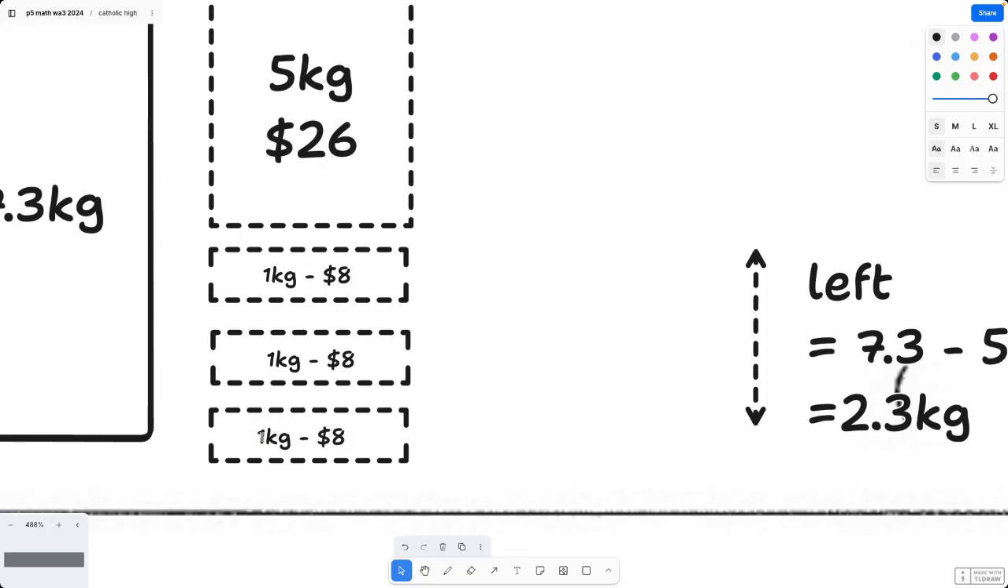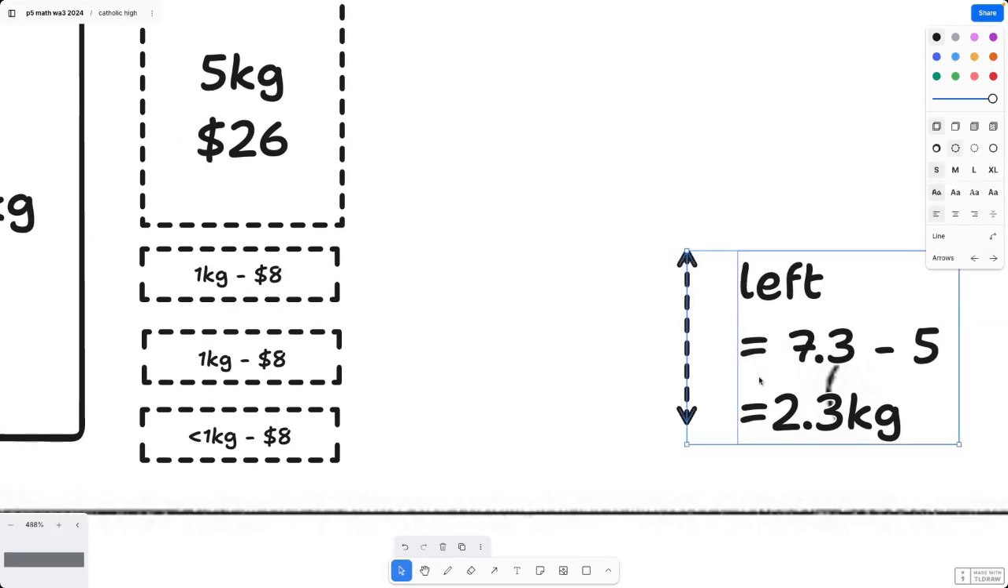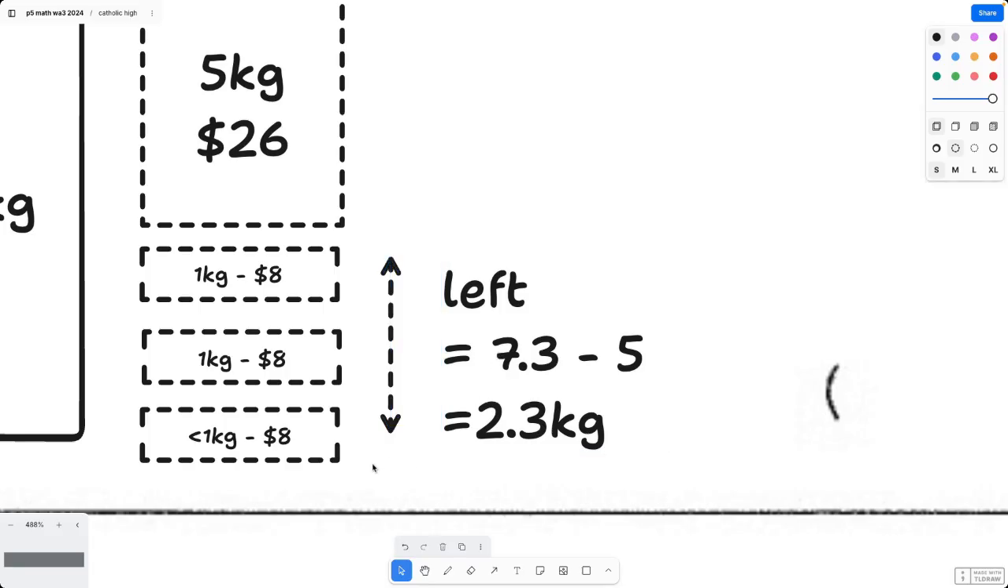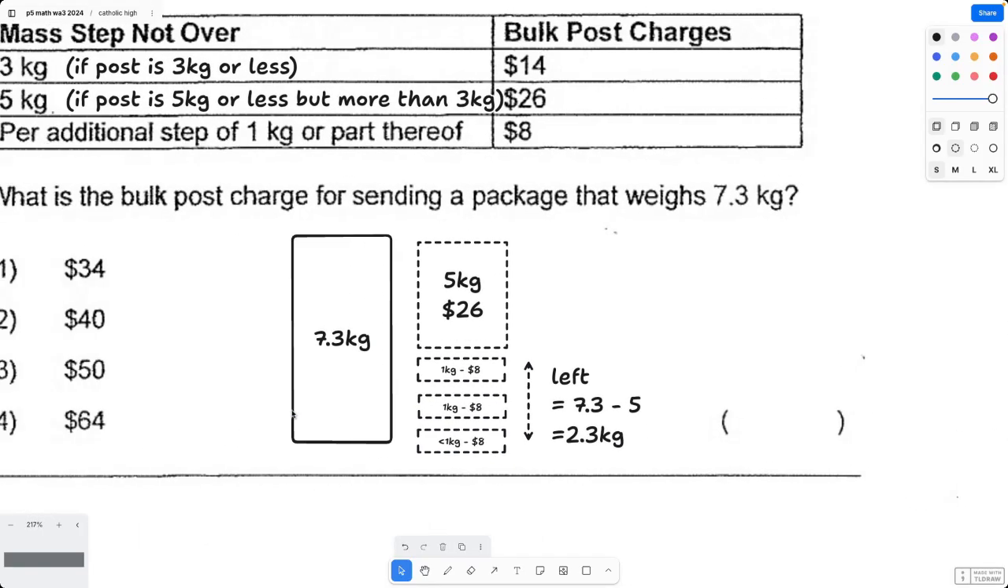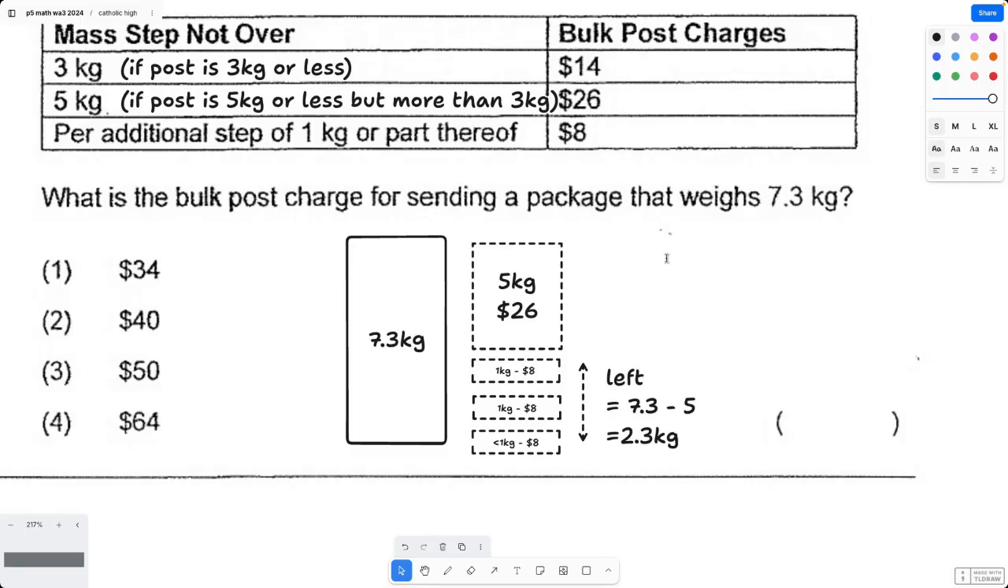So what this means is that even if it's less than 1 kilogram, which is 0.3 kilograms, we are still charged $8 as well. So that means we need to get a total, which is basically 26 plus 8 times 3. If I were to just put the total like this, 26 plus 8 times 3 will be 24, and if you total them up, this will become $50.